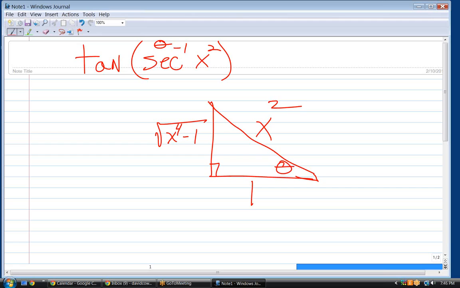So tangent of theta, what's that? Okay, I didn't make a mistake here, did I? Let's see. Secant of theta would be x squared over 1, the reciprocal of cosine. And that leaves this side as the square root of this squared minus this squared. That's x to the 4th minus 1. Yeah.